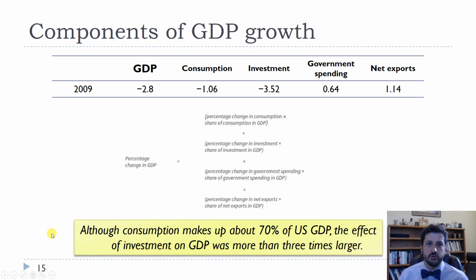So if we want to know how GDP changes overall, then we can do that by measuring how much each individual component has changed and then multiplying that by the share of that component in GDP. So for instance, in 2009, that was the worst year of the recession, and GDP shrank by almost 3%, right, by 2.8%. And we can see that both consumption and investment in that year were negative, but investment actually contributed more to the GDP shrinkage than did consumption. And we're going to talk about that in just a minute.